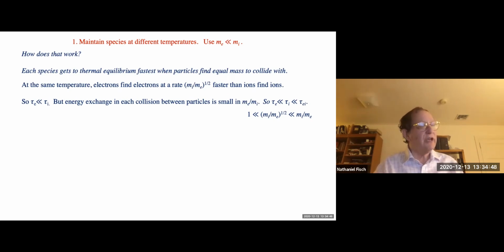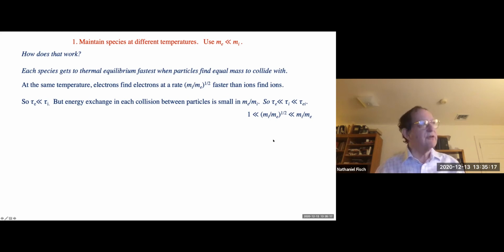But the energy exchange between species is going to be small, on the order of m_e over m_i, because there's not that much energy transferred in each collision. So first, on the first day of the year, the electrons equilibrate among themselves. You have to wait a month for the ions to equilibrate among themselves, and then you've got to wait 40 months for the electrons and ions to finally equilibrate between them.